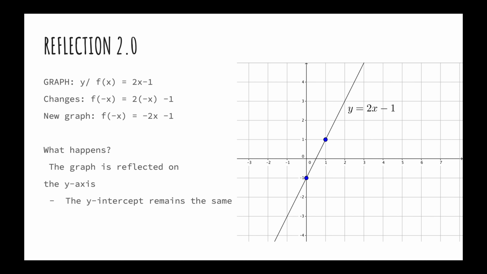And now we have the second reflection, using the same base equation, y equals 2x minus 1, but this time f(negative x). So the entire x is timed to a negative. So the new equation will be negative 2x minus 1. As you can see, the negative 1 does not times the negative sign, only the x. So what happens is that the graph is reflected on the y-axis. So this is the new line of the graph, and the y-intercept remains the same. The original y-intercept is negative 1, and it still remains the same on the new graph line.